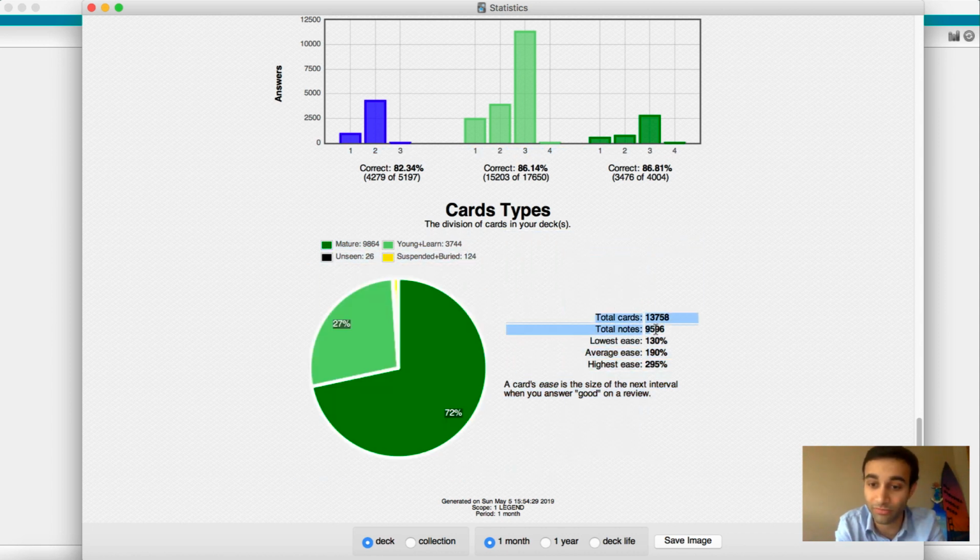So first of all, it shows you I have about 14,000 cards. Of the 14,000, 72% are mature, which means they have an interval greater than 21 days, and about 3,700 are young, which means they have an interval fewer than 21 days. I have not seen 26 of the cards yet because there's 26 new cards in this deck that I haven't seen yet, and I've suspended, which means I don't ever want to see those cards again, about 124 cards. And sometimes I'll suspend cards just because they're crappy cards and I'm like, this is a horrible card and I don't want to see it again and I don't want to delete it. So I'll just suspend it.